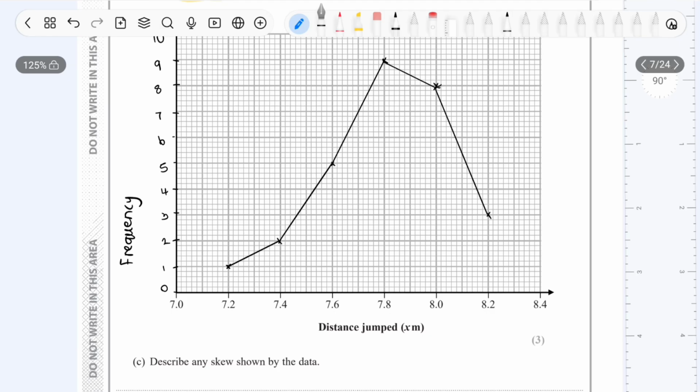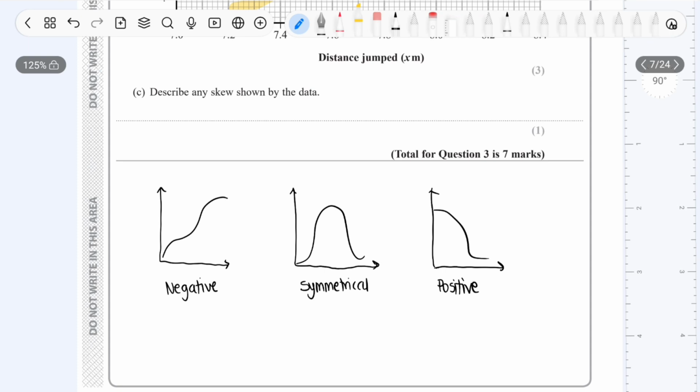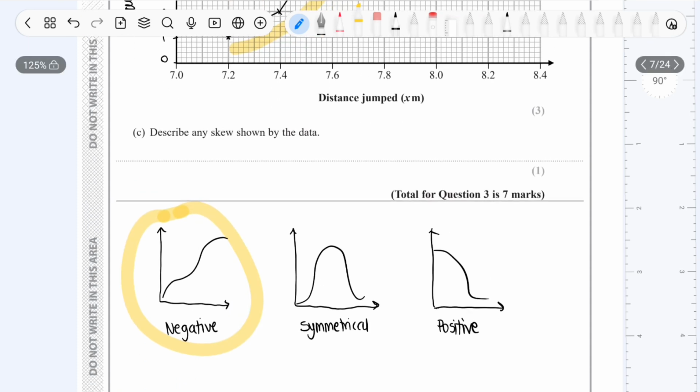And you can see with here, the general shape, it kind of follows an upward sloping, like so. And that kind of matches this graph here. So we can kind of say it's a negative skew. So yeah, that is what I'm going to put, a negative skew.